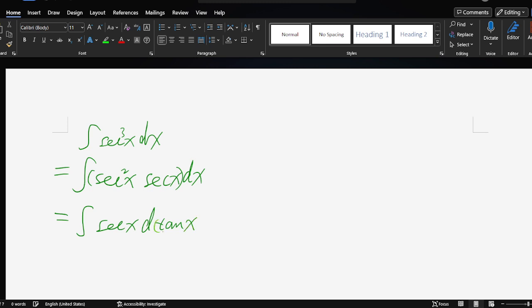tangent x. Why? Here, there's a formula: tangent x, take a derivative. So the derivative equals secant x squared. So this direction we take the derivative. So if we come back, the integral is tangent x.